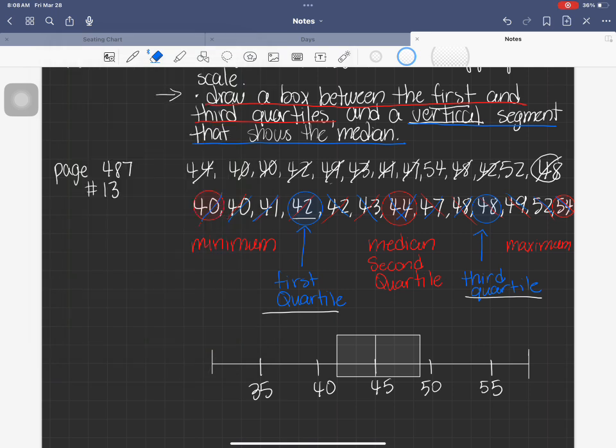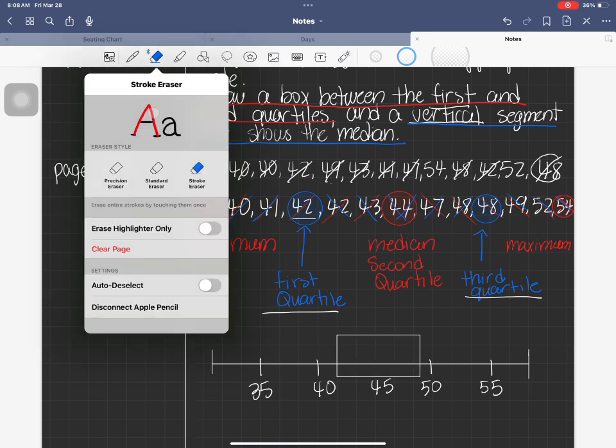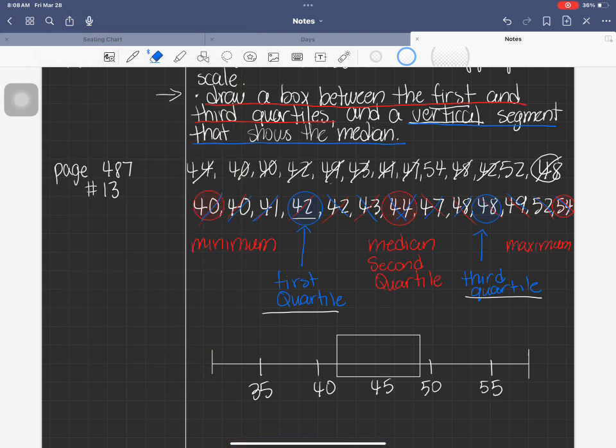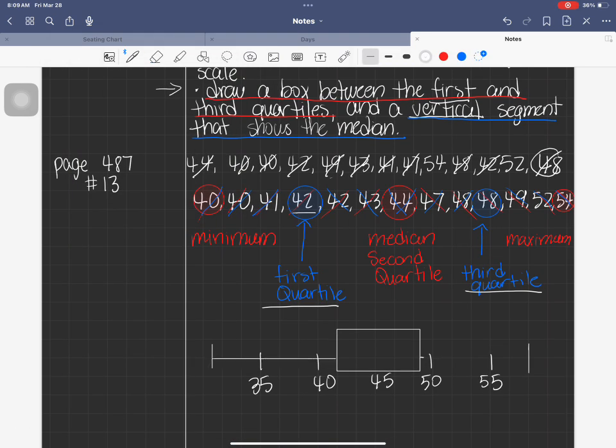I'm going to see if I can fix this a little bit because it doesn't look exactly like a box plot. Right there, and then my median. Perfect.